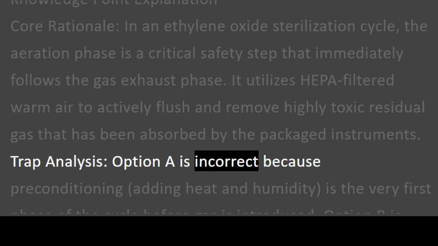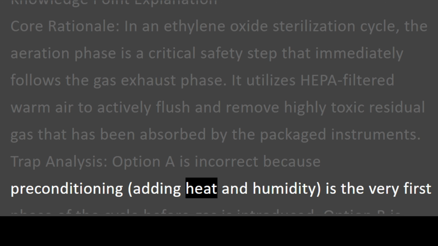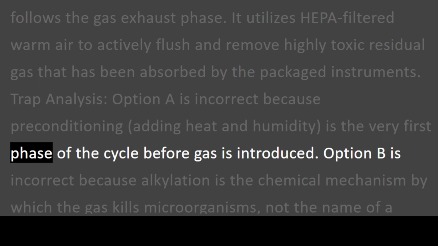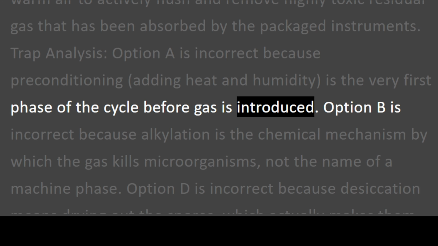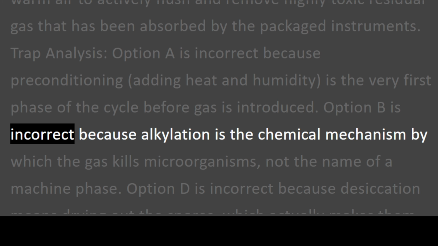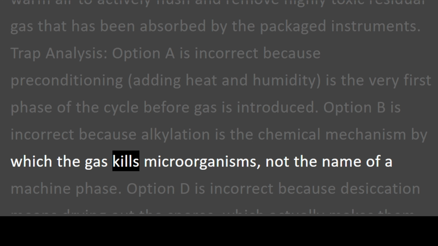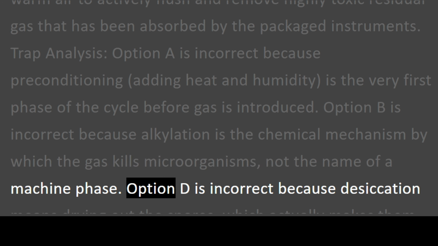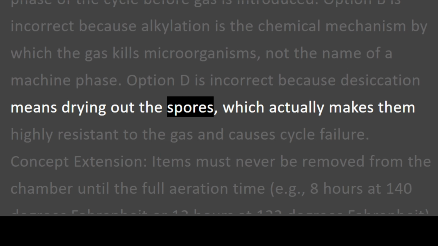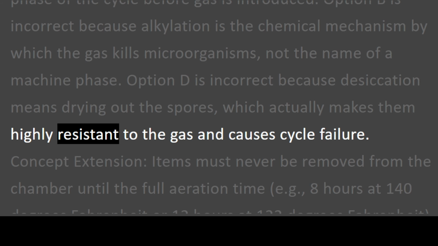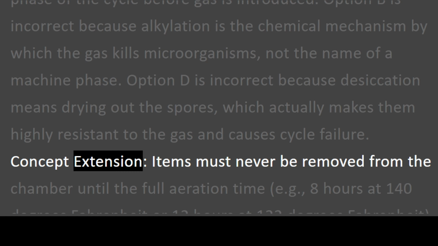Option A is incorrect because preconditioning, adding heat and humidity, is the very first phase of the cycle before gas is introduced. Option B is incorrect because alkylation is the chemical mechanism by which the gas kills microorganisms, not the name of a machine phase. Option D is incorrect because desiccation means drying out the spores, which actually makes them highly resistant to the gas and causes cycle failure. Concept extension.